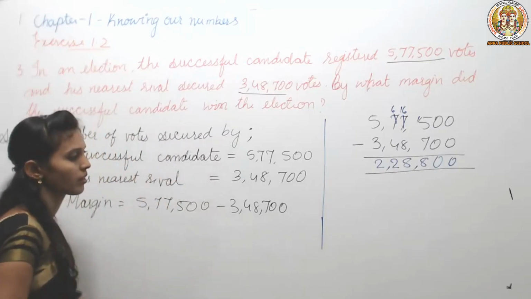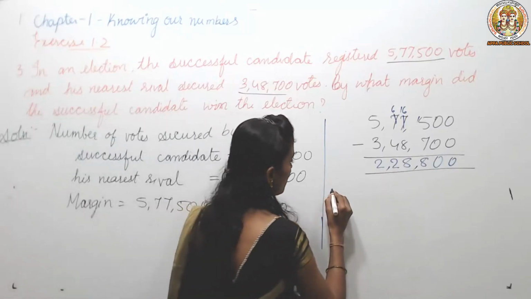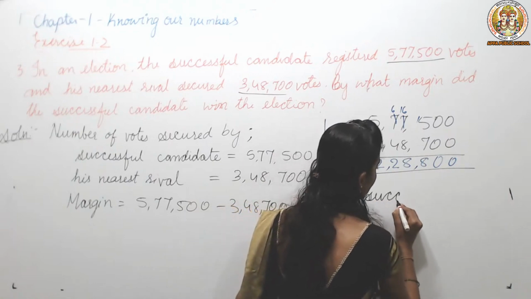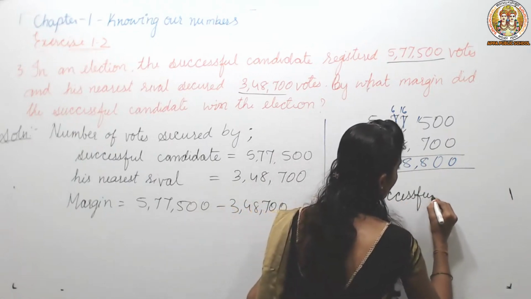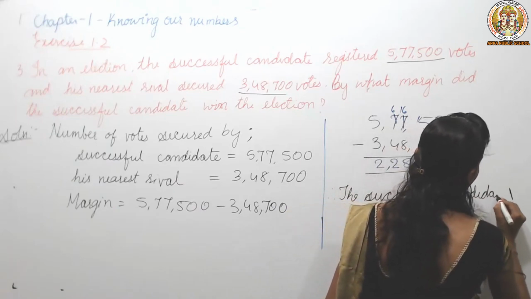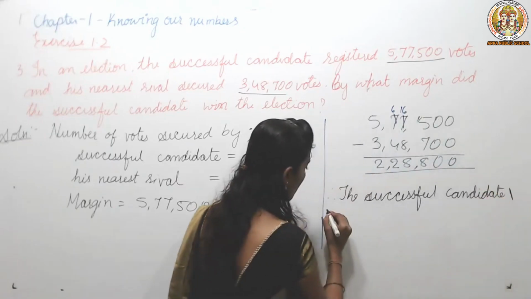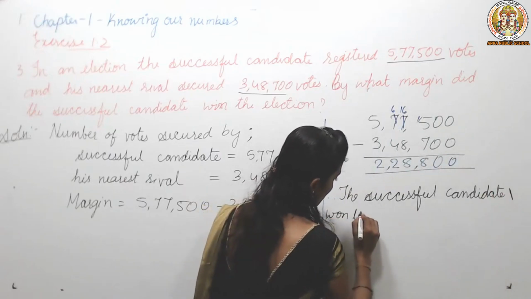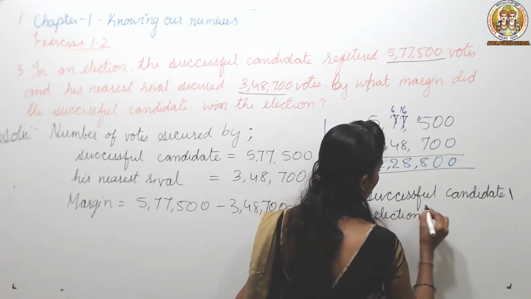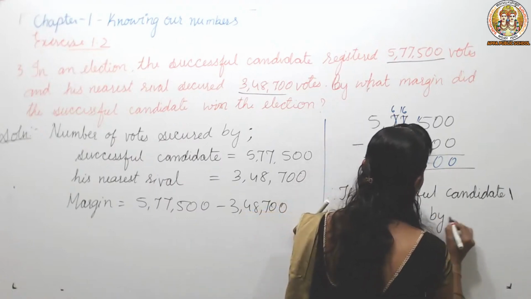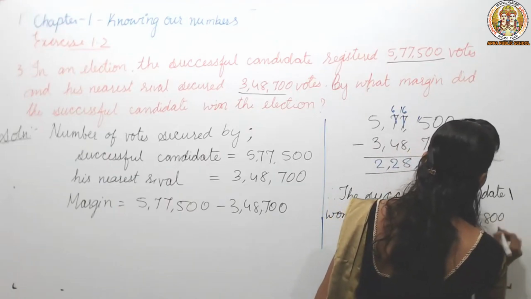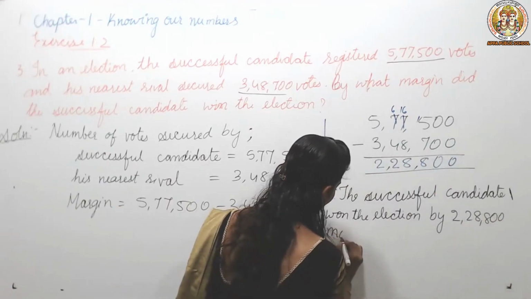So, therefore, the successful candidate won the election by 2,28,800 more votes.